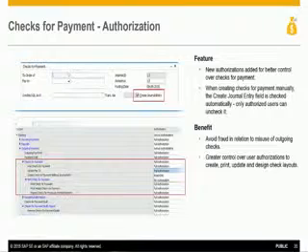A new authorization has been added for better control over checks for payment. When creating checks for payment manually, the Create Journal Entry field is checked automatically and only authorized users can uncheck this. This will avoid any fraud in relation to misusing outgoing checks and provide greater control over user authorizations to create, print, update and also design check layouts.